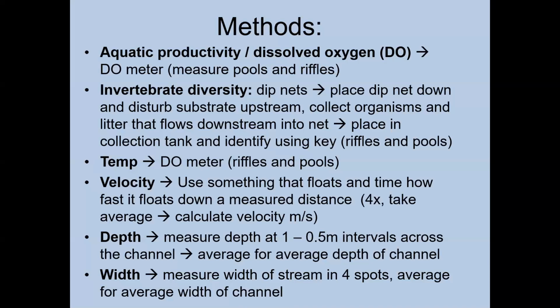To measure this, we use dip nets and gently disturb the substrate upstream, or disturb the stream bottom, and we sieve out everything that floats downstream. We carefully pull the nets out of the water and collect the macroinvertebrates and place them in observation trays where we can use a field identification key or a guide to ID them and keep tally of the different taxa and how many individuals of each taxa we are finding. We then release them downstream from the collection site, so there's no risk of double counting.